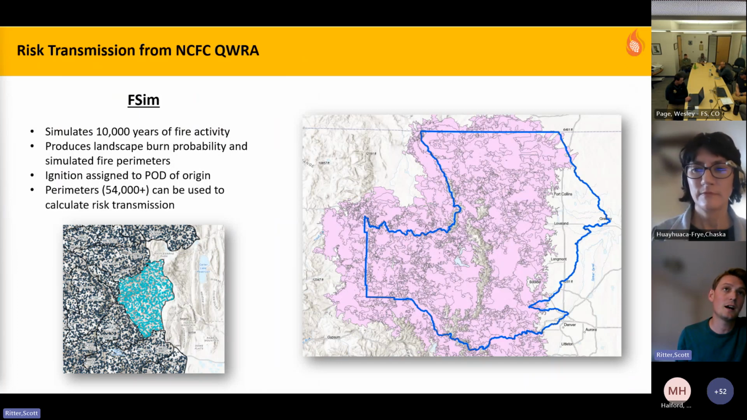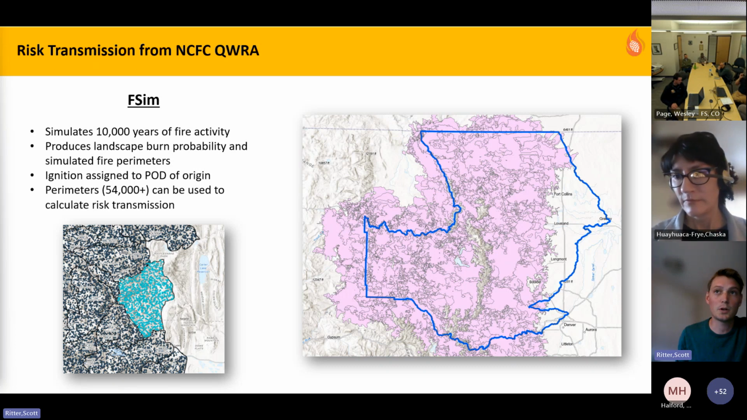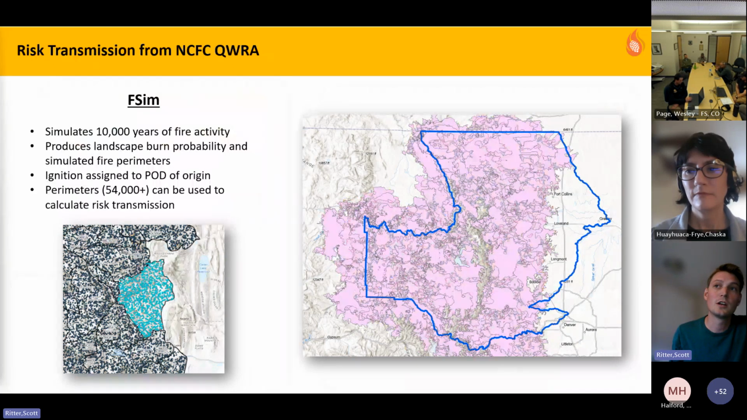So very briefly, this is a fire model that is stochastic, and it represents thousands of years of potential fire activity based on realistic climate and seasonal weather. At the end of this simulation, you can create your landscape burn probability maps that some of you are familiar with. And it also has a secondary output of all of the simulated ignitions and fire perimeters.